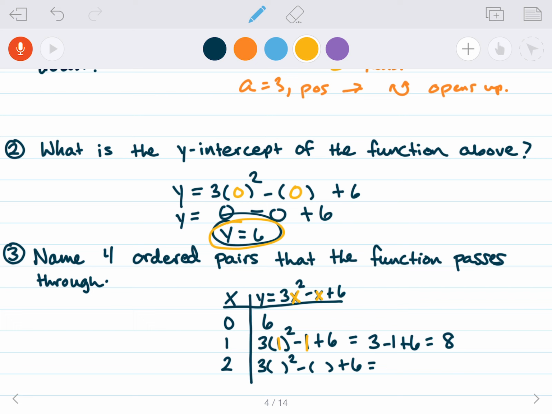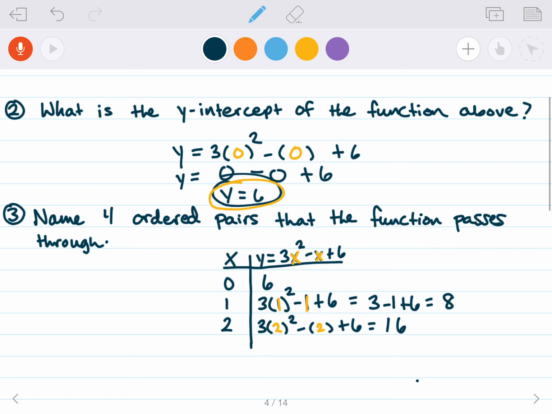So I'm plugging in 2 for my input anywhere I see an x to get my output, which is y. And I end up getting, well, this is going to be 3 times 4. So that's 12 minus 2 is 10 plus 6 is 16. And I'll do one more. Let's do x equals 3. It doesn't matter which x you choose. Remember, you can choose it because it's the independent variable. I'm just picking the numbers in order, honestly, but you could pick any number you wanted to, really.